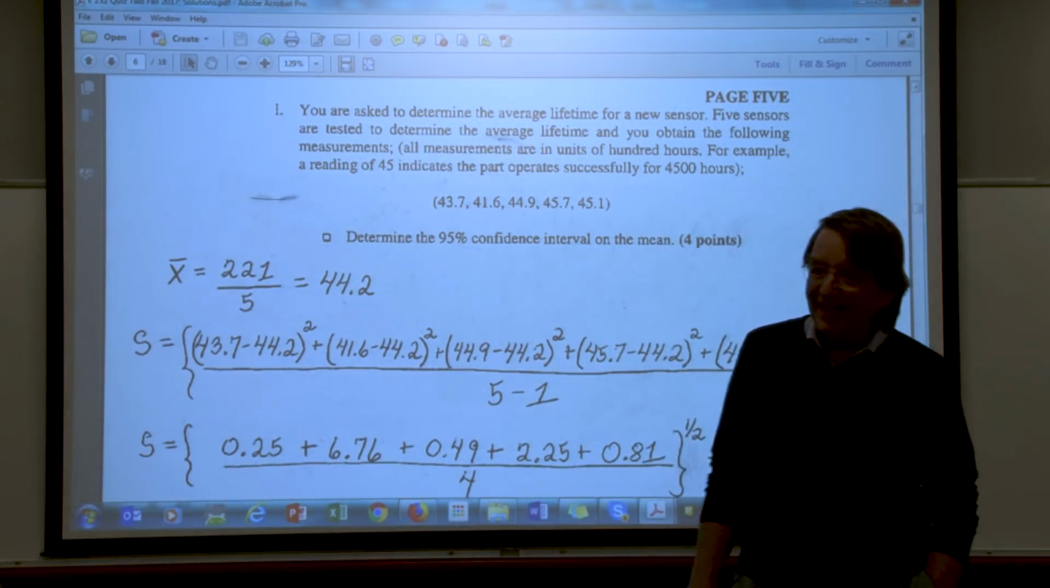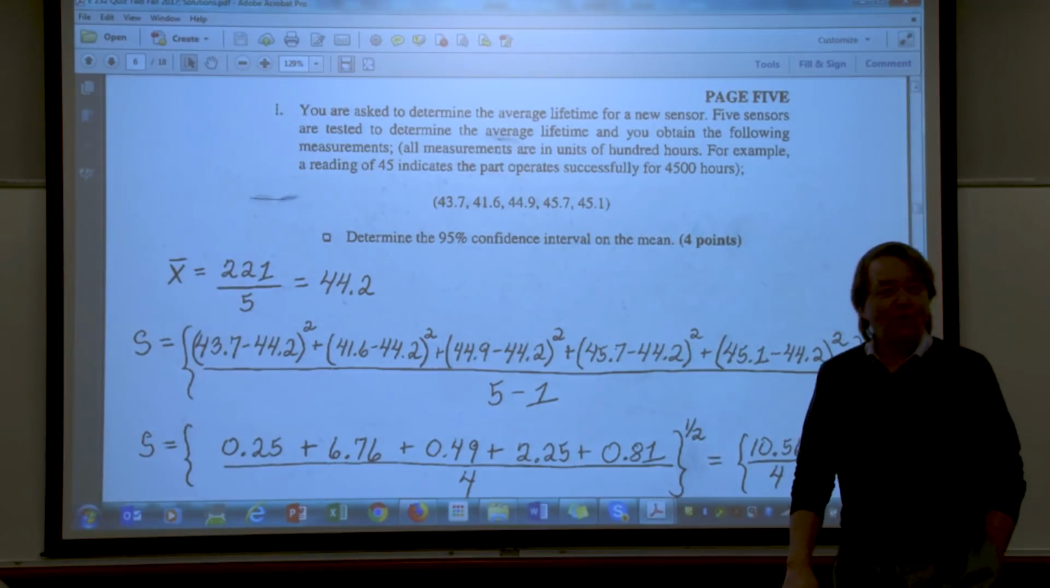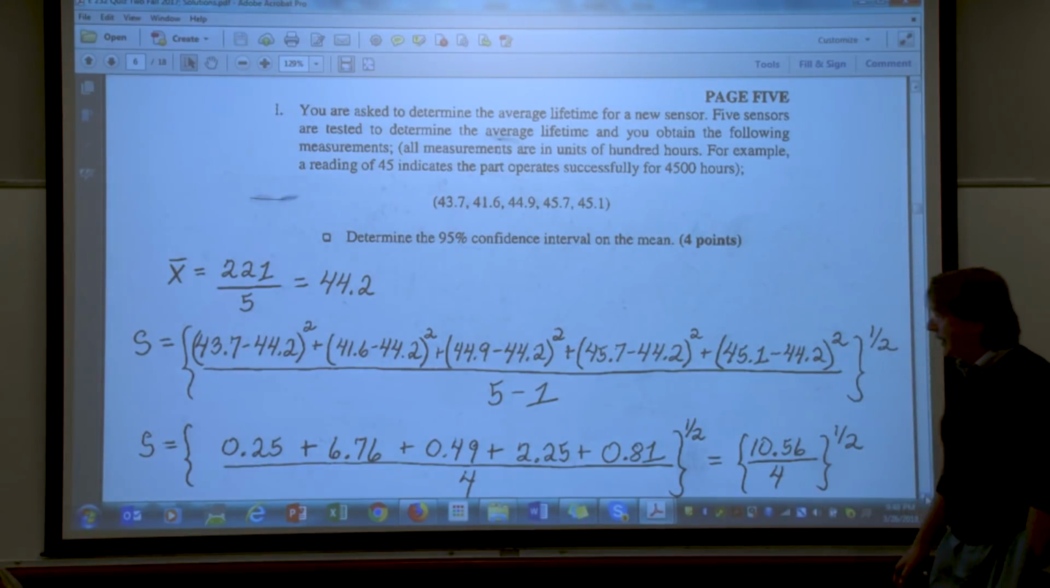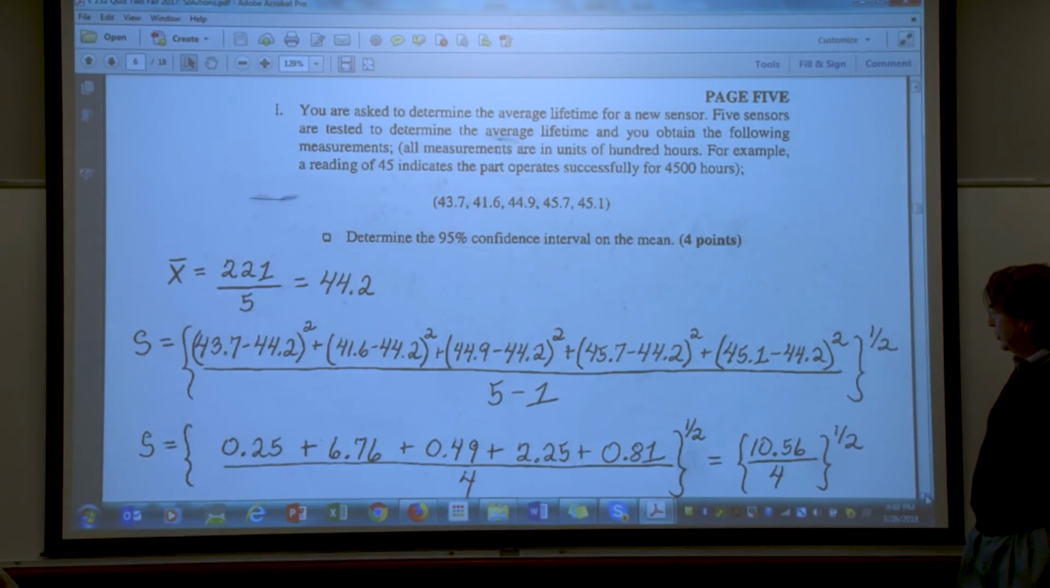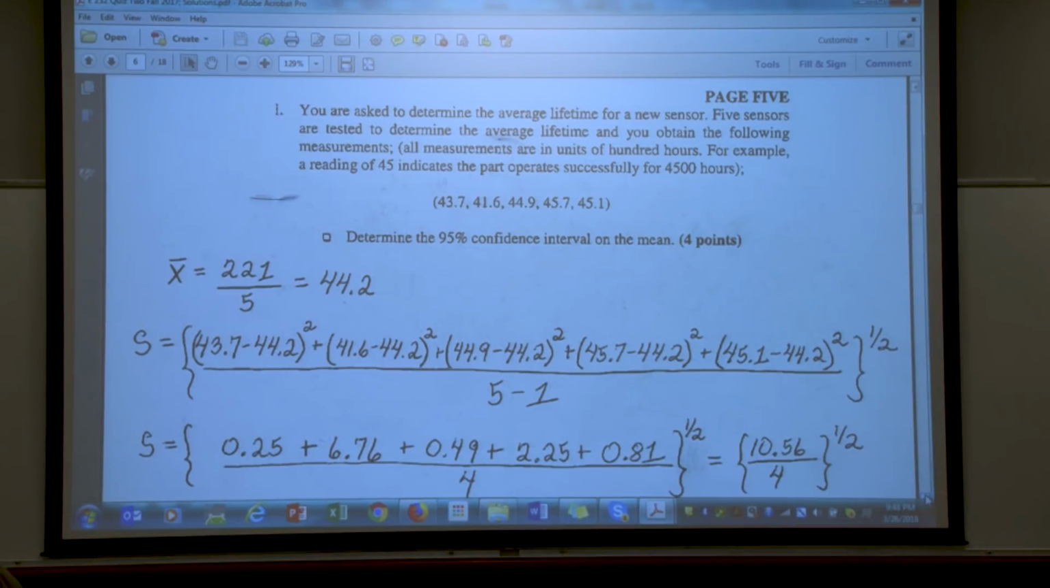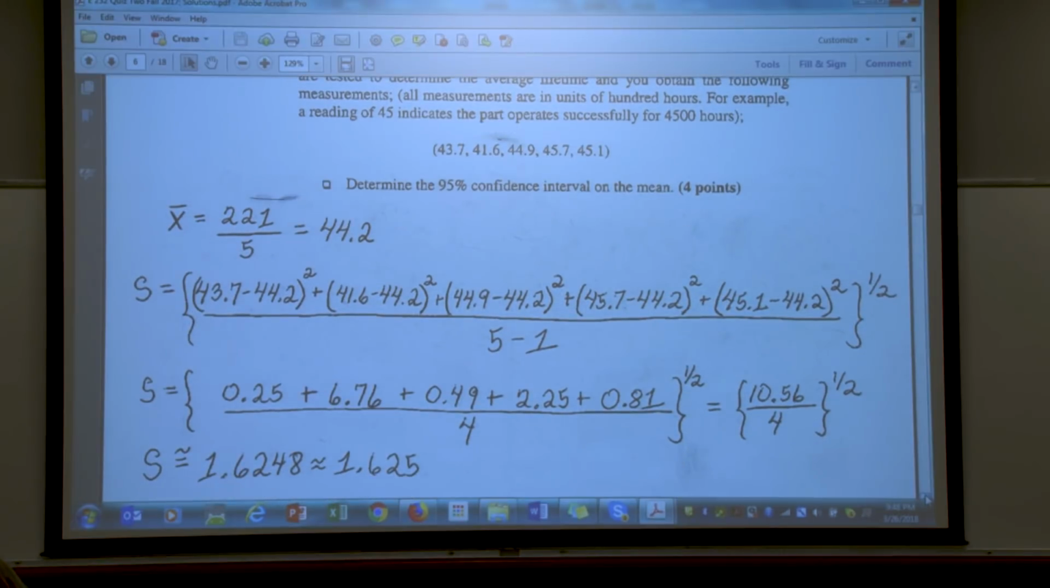So it's on the formula sheet. You divide by what's called the degrees of freedom. Now, just to make this really interesting, I add them all up, divide by n minus 1, then I take the square root. So I get a standard deviation of 1.625. All right.